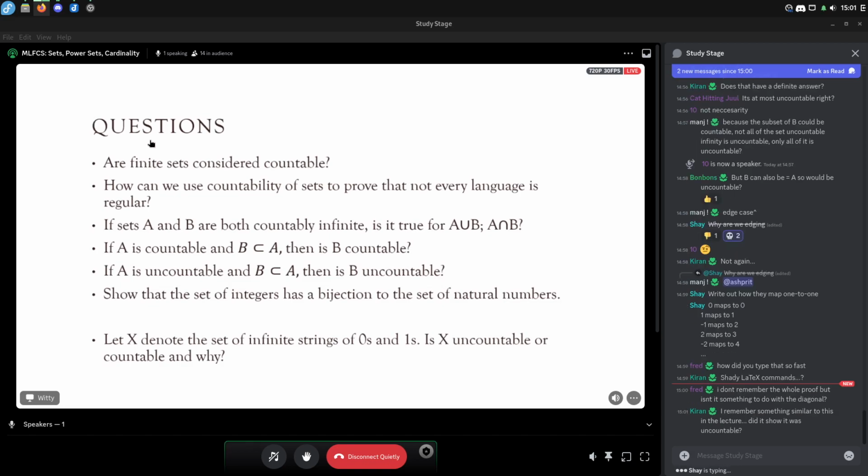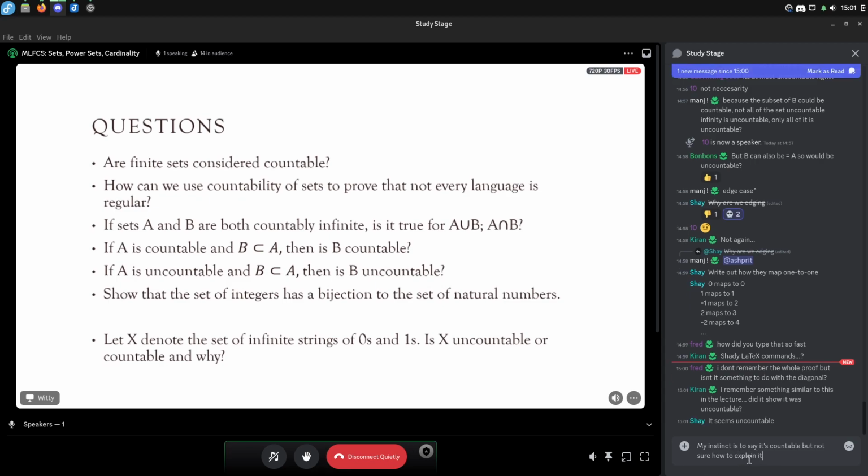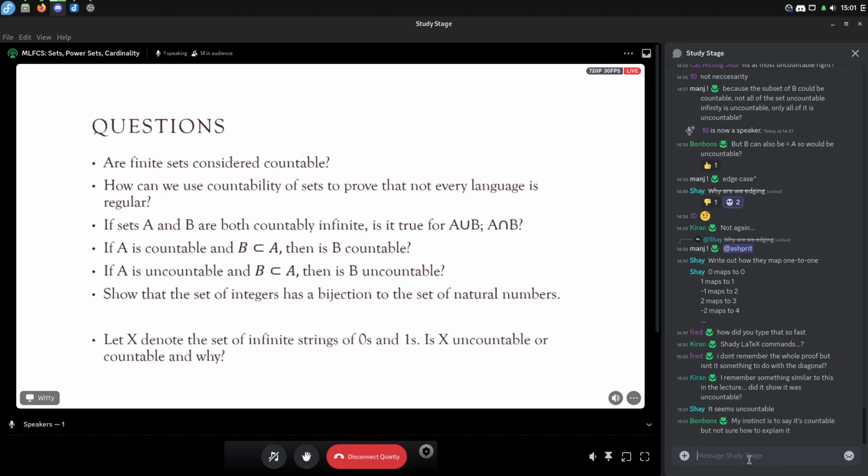I don't remember the whole proof, but it has something to do with the diagonal. Yeah, so it is called the diagonal argument proof. Where is Kieran saying it is uncountable? Kieran saying it's uncountable. Any other thoughts? Is an infinite string of zeros and ones going to be countable or uncountable? Countable, but not sure how to explain it.